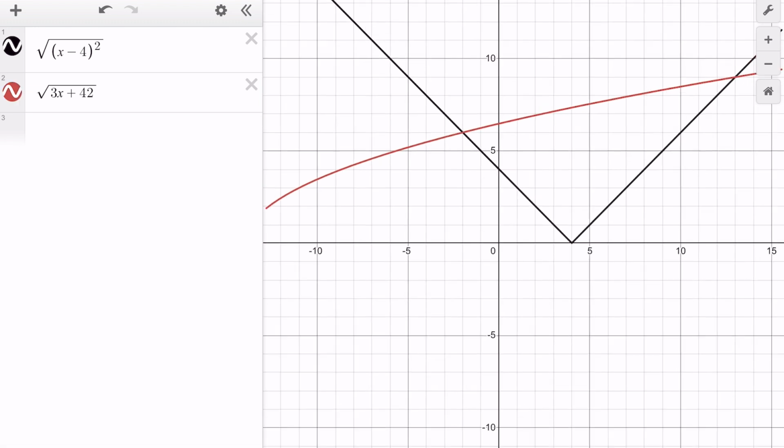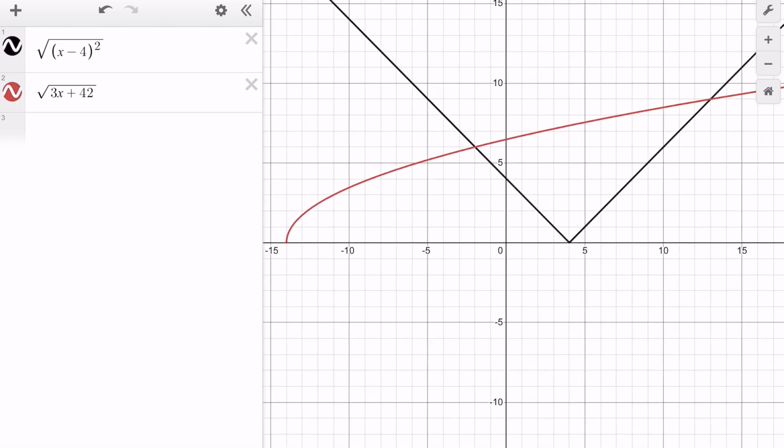And I'm going to zoom out a little bit so I can see both of our intersections. And let's look at where our lines intersect. And I can do this by just clicking on the points that look like they intersect, negative 2, 6, and 13, 9. So in about 30 seconds, I did all of that math work here in Desmos. It got us our two roots of negative 2 and 13.